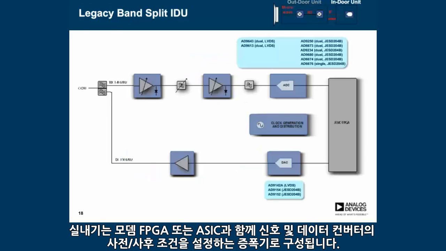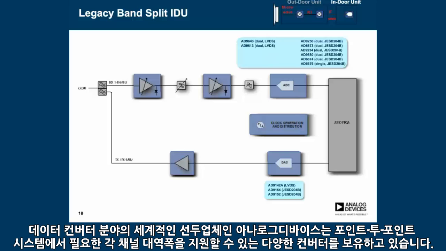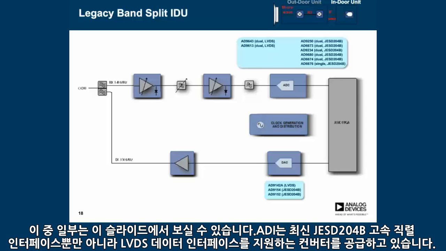The indoor unit consists of some amplifiers that pre- or post-condition the signal, and the data converters, along with the modem, FPGA, or ASIC. Analog Devices, as the world leader in data converters, has a wide variety of converters that can support each of the needed channel bandwidths in point-to-point systems. Some of them are shown in the slide.